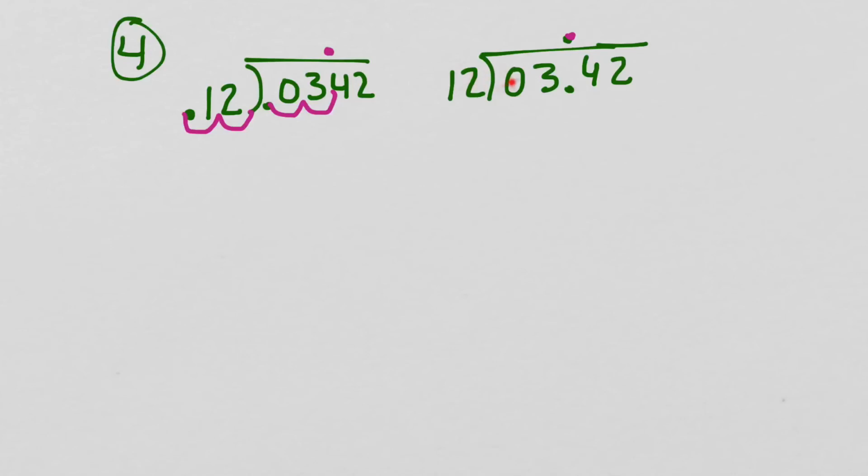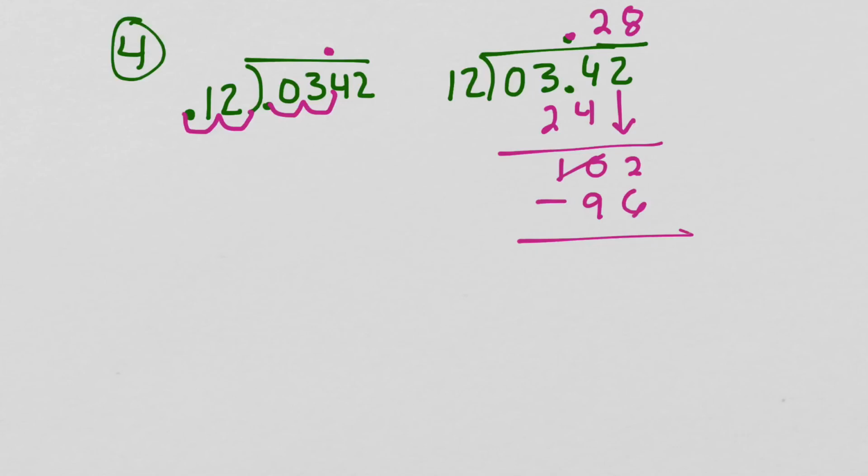So 12 does not go into 0. 12 does not go into 3. But 12 does go into 34. And it goes in 2 times. So I'm going to do 12 times 2 is 24. Line up my digits. I'm going to bring down my 2, subtract, and I get 102. Then I'm going to do 12 goes into 102 8 times. 8 times 12 is 96.